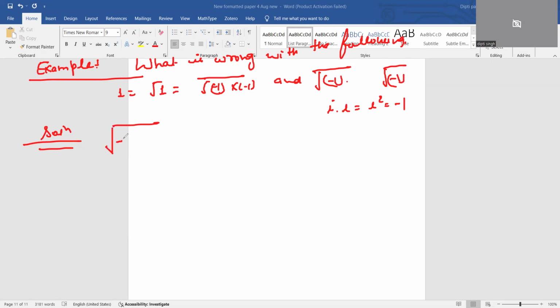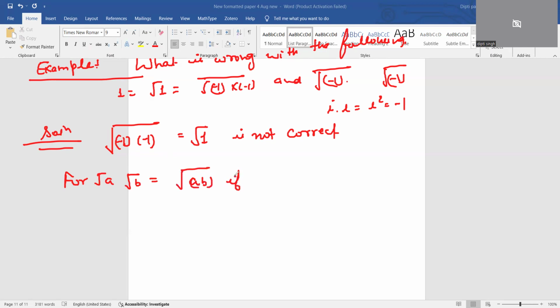Square root of minus 1 times square root of minus 1 being equal to square root of 1 is not correct, because square root of a times square root of b will be square root of ab only if at least one of a or b is positive. So this is the solution.